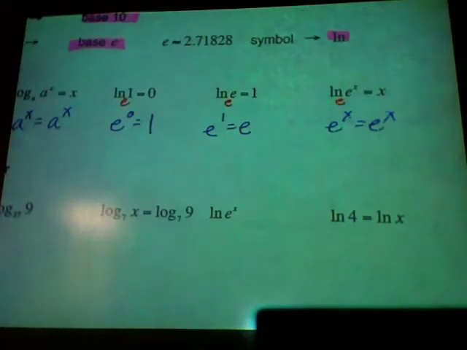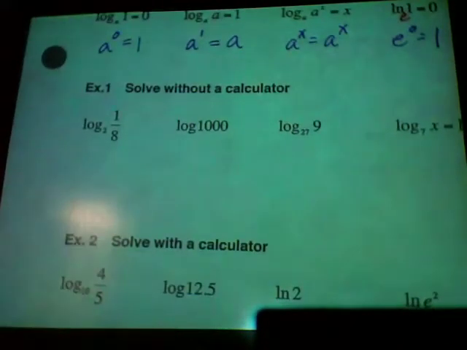We've just manipulated stuff, right? So now we're going to use that, and we're going to solve these without a calculator. So these parts will be on your non-calculator portion of your quiz.